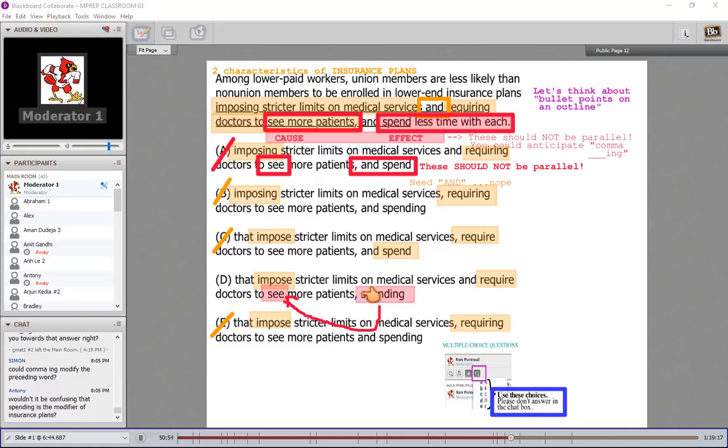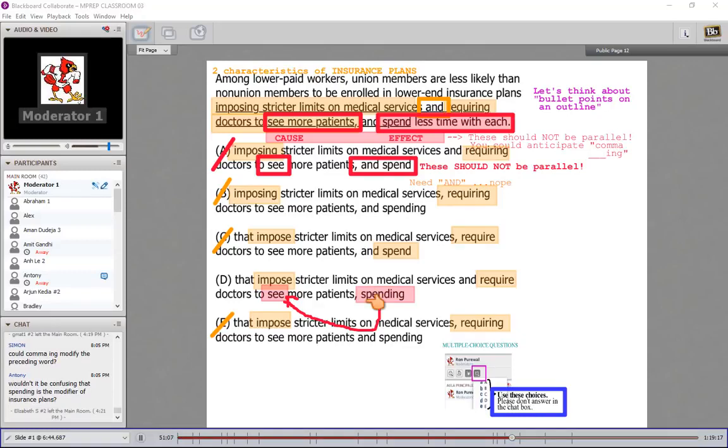So spending is not a modifier of insurance plans. Not sure what the question is. The nearest action doesn't have to be a complete sentence. It's just the nearest action. Here, the nearest action is this, see more patients. So these can do that.